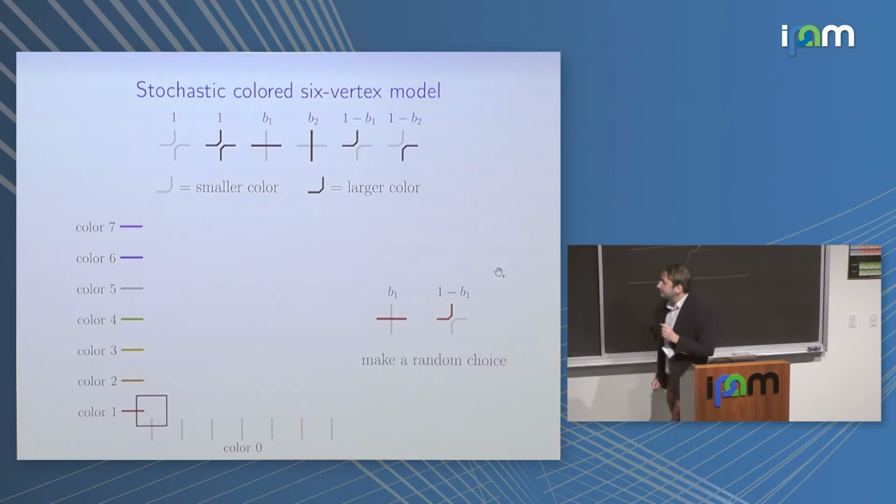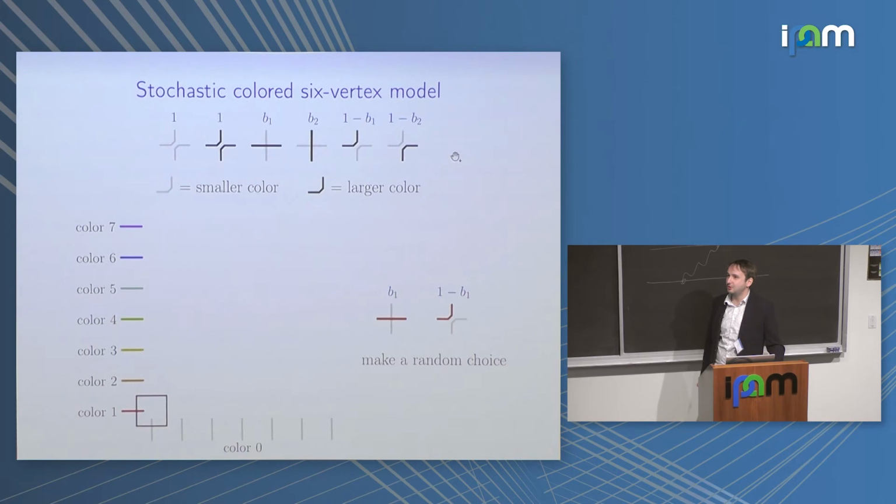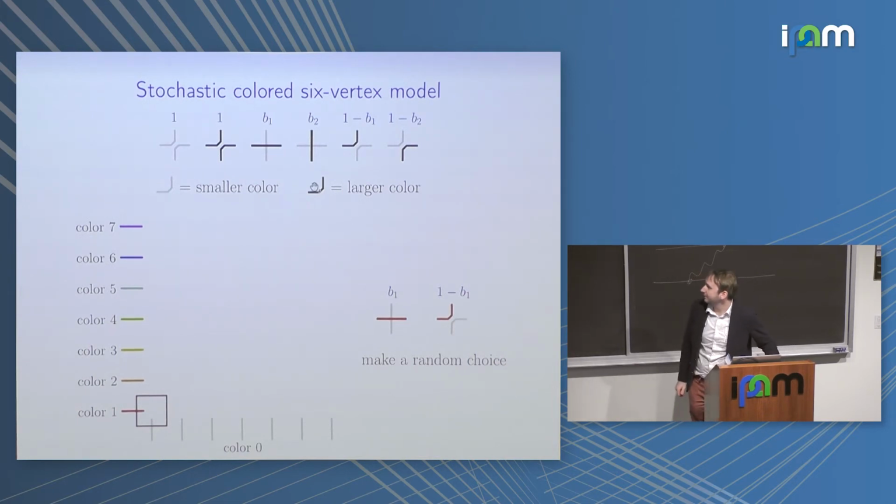Now we choose specific weights, and all the weights are shown here. These are the weights attached to our 6 types of vertices, where in this picture the gray is the smaller color and black is the larger color. The weights are chosen so that whenever we need to make a choice, like here, the weights actually sum up to 1. So here you have B1 and 1 minus B1. It means we can flip a biased coin with probability of heads being B1, and as a result of this flip, you choose whether it will go horizontally or turn. That's how you make a choice here.